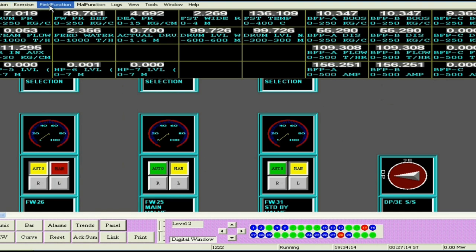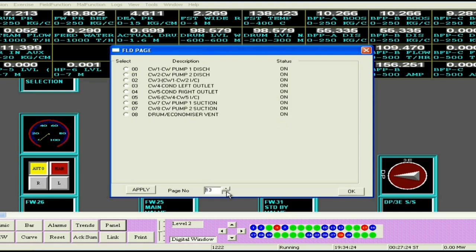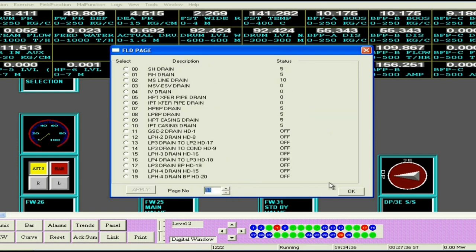So you have to always check the drum level and the other levels also, the deaerator level and the condenser level. Now here we close the drum economizer vent. Already the drum steam temperature is there, and the pressure is also more than around 6 kg. So we close the vents. We close the drum vents.